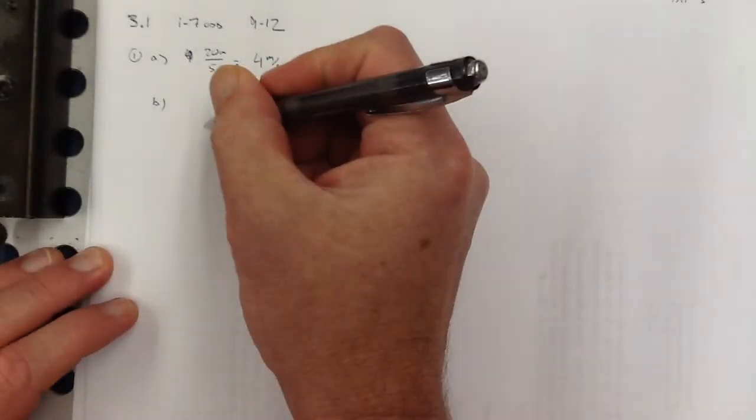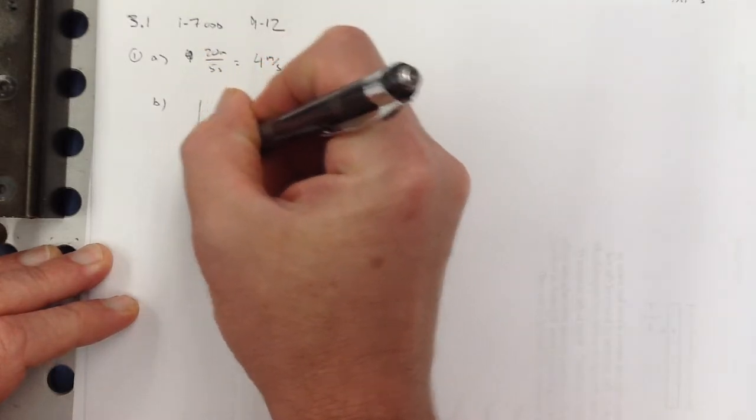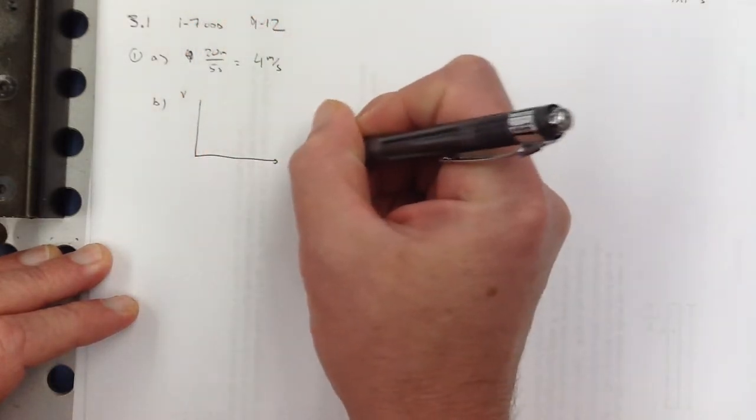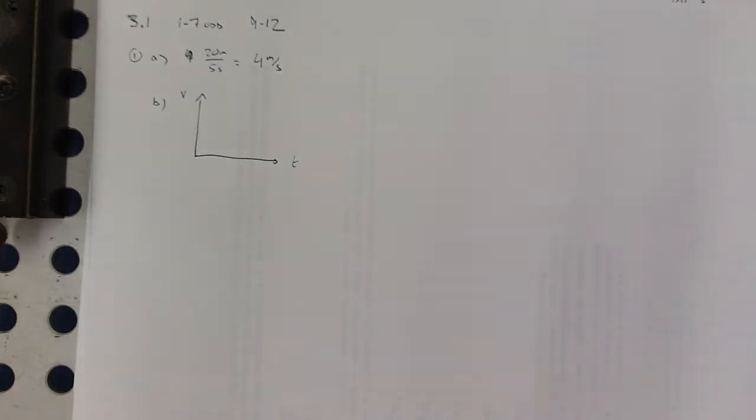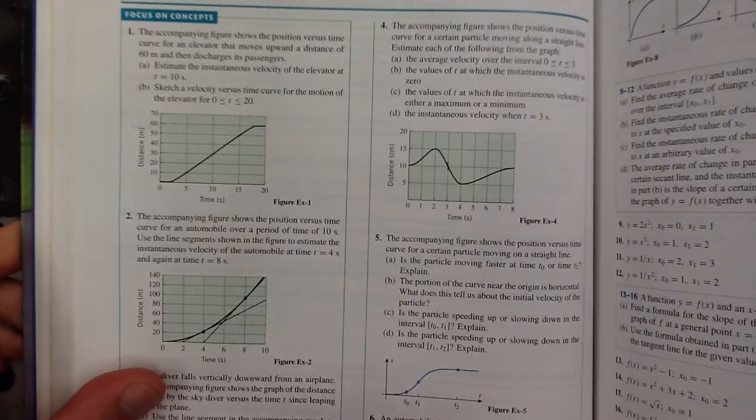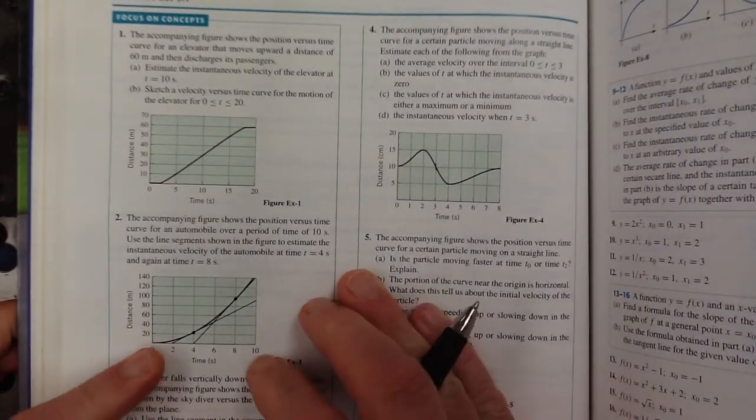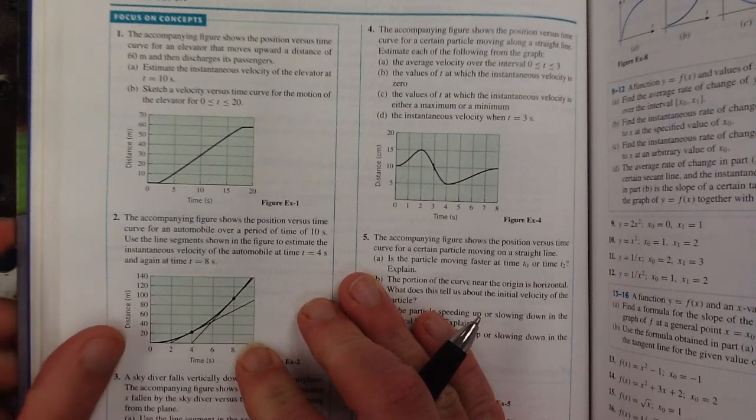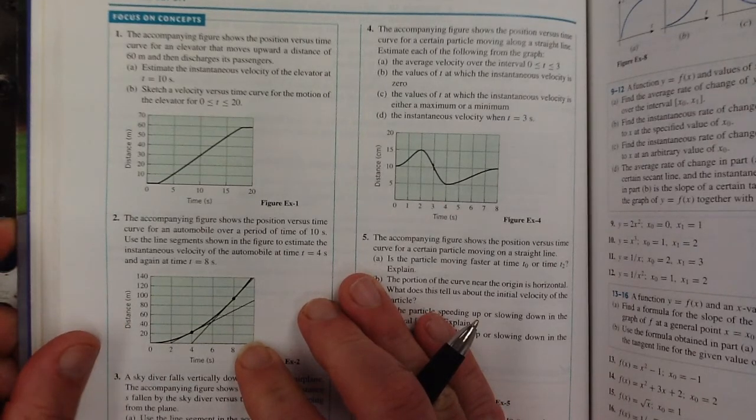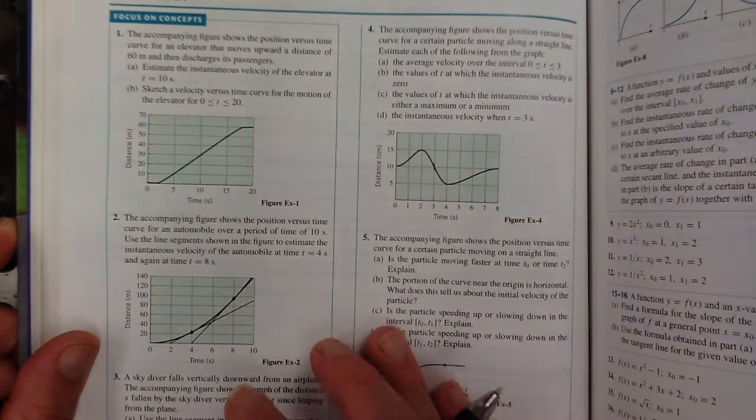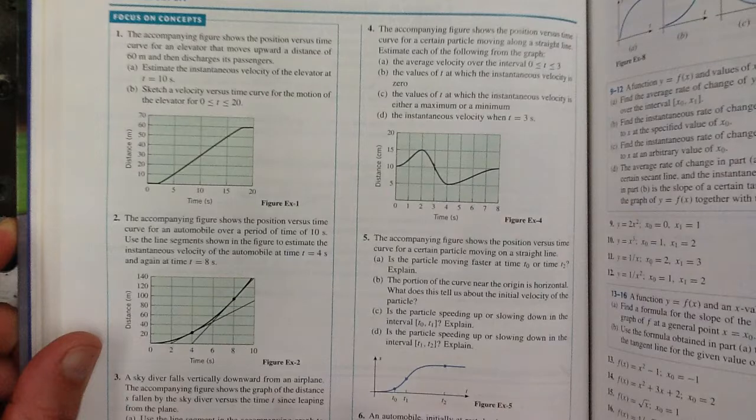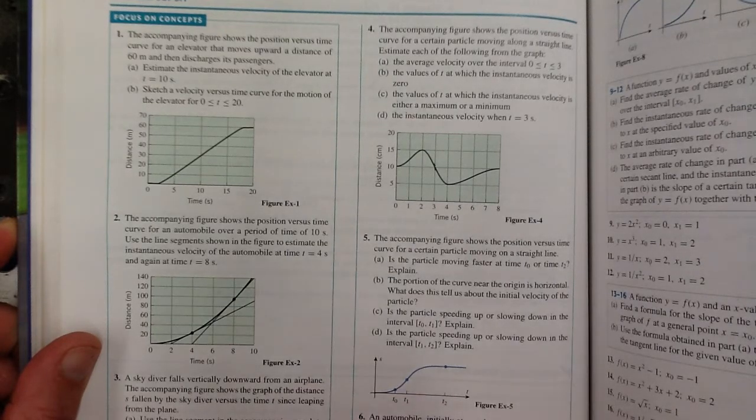B, sketch a velocity versus time curve for the motion of the elevator for those 20 seconds. All right, so the velocity versus time graph is a graph of what the slope is. This is a skill. It takes some practice to get used to. My experience, having done this with many groups of students over the years, is that this is an acquired skill. You might not be instantaneously good at this. So be patient.